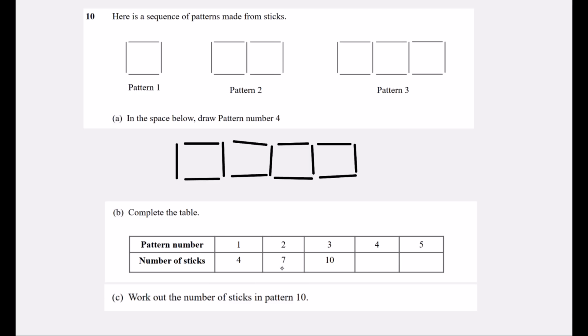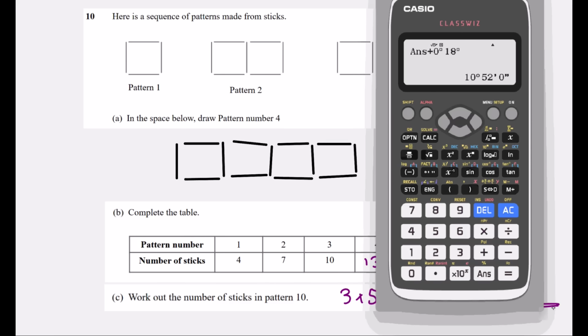Complete the table. So it goes up by 3 every time. So we just need to add on 3 each time. Work out the number of sticks in pattern 10. So we can just keep adding 3. But we need to add on 5 lots of 3, because 10 is 5 more than 5. So 5 lots of 3 is 15. So add it on and we get to 31. There are 31. You could have just kept adding 3. So 4 plus 3 is 7 for number 2, then number 3, 4, 5, 6, 7, 8, 9, 10, 31.